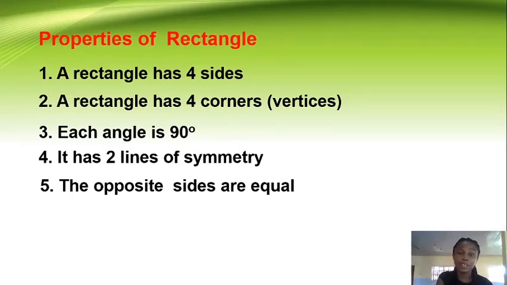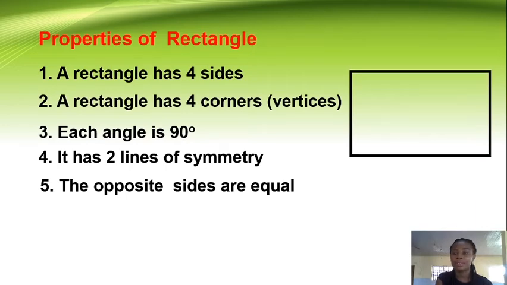Let's explain this. The first one, a rectangle has four sides. What can we see on the screen? A rectangle. How many sides? Four sides. So, a rectangle has four corners. Corner 1, corner 2, corner 3, corner 4. Good. Each angle is 90 degrees. All the interior angles, each of them is 90 degrees.